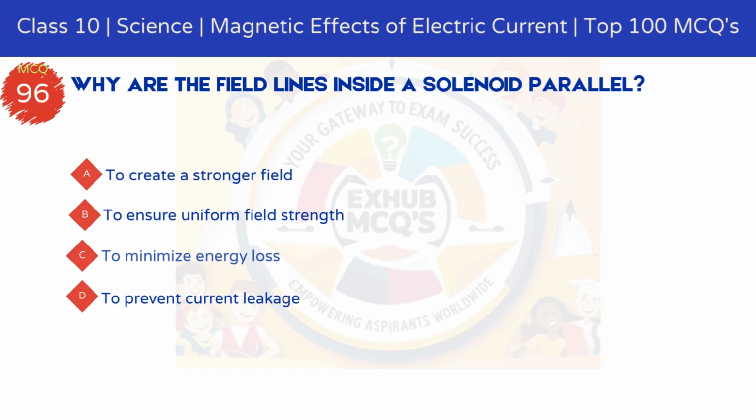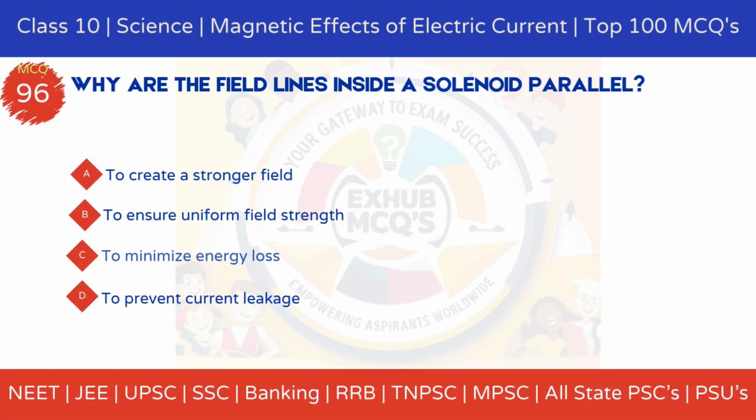MCQ 96. Why are the field lines inside a solenoid parallel? Option A, to create a stronger field. Option B, to ensure uniform field strength. Option C, to minimize energy loss. Option D, to prevent current leakage.